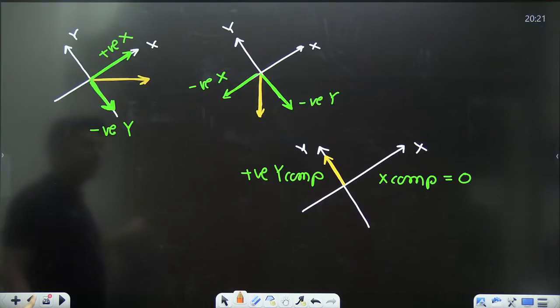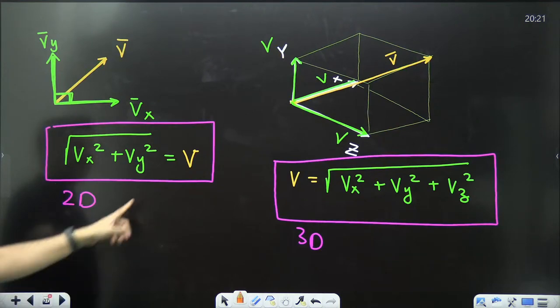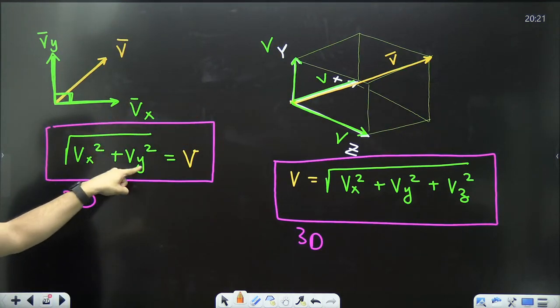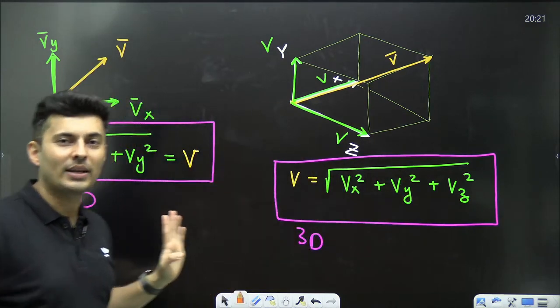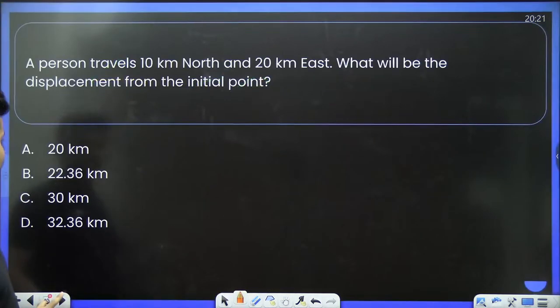Where did it go? Here. I think, yes, over here. For 2D, two numbers square root. For 3D, three numbers square and then the root. That's all. That's the only difference, guys.